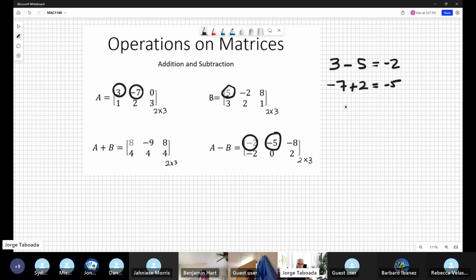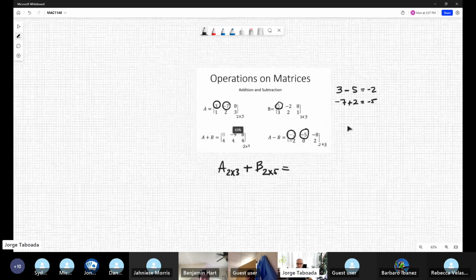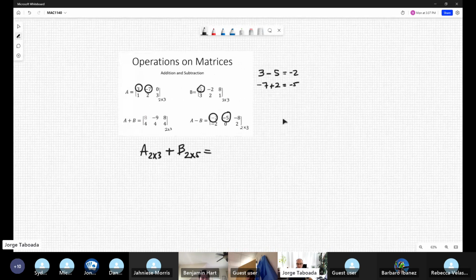Important. To add or subtract matrices, the matrices must have the same dimension. So it's impossible, suppose the matrix A, which is 2 by 3, adding with the matrix B, which is 2 by 5. Illegal operation. And if it is the same dimension, yes. So 2 by 3 and 2 by 3, or 2 by 5 and 2 by 5, both. Okay? This is the first operation we will do, addition and subtraction.